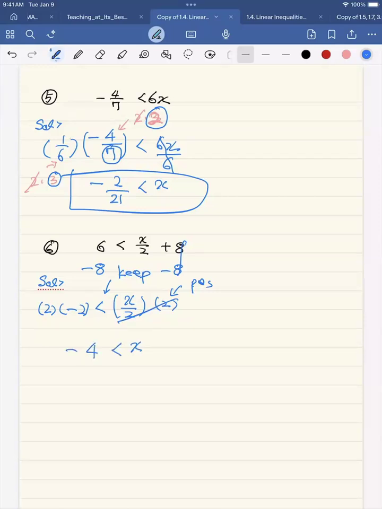Usually we write the variable on the left side. So let's switch the direction. x is greater than -4.